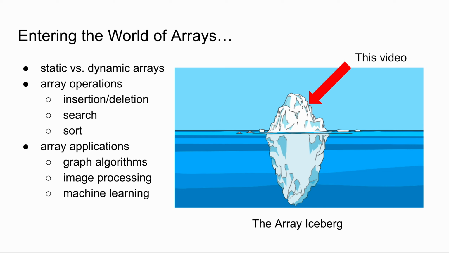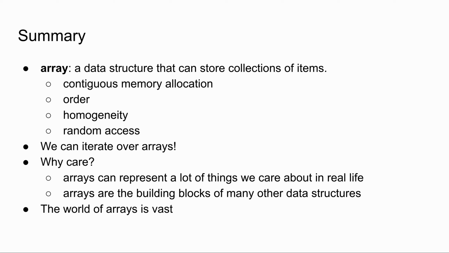So, if you found this video about arrays to be interesting, I really encourage you to explore some of these topics on your own. Let's summarize what we've learned today. First, we learned that an array is a data structure that can store collections of items. We learned that arrays have the following properties: contiguous memory allocation, which means that array elements are located next to each other in memory with no gaps; order, which means arrays have an order and can be indexed; homogeneity, which means that array elements must all be of the same type; and random access, which means that we can access each array item directly using its index.